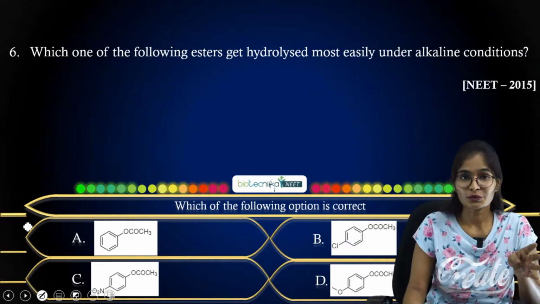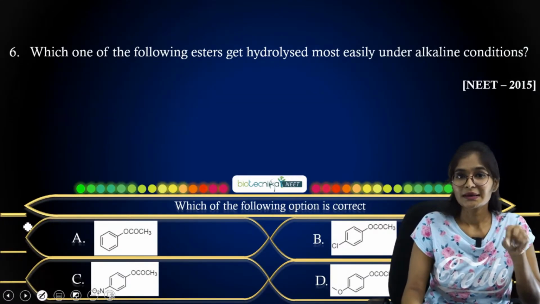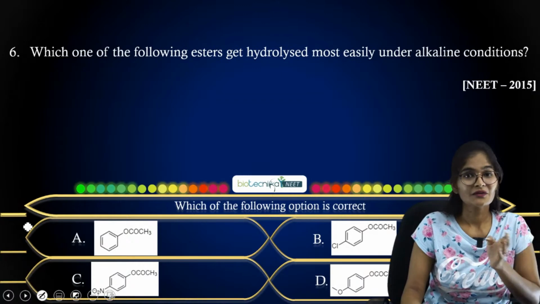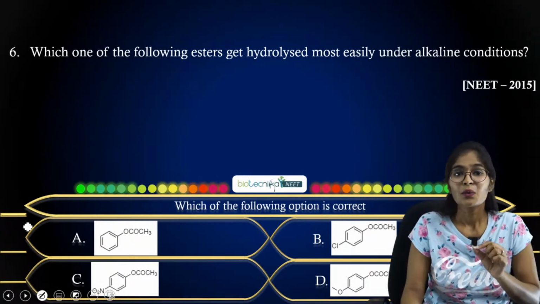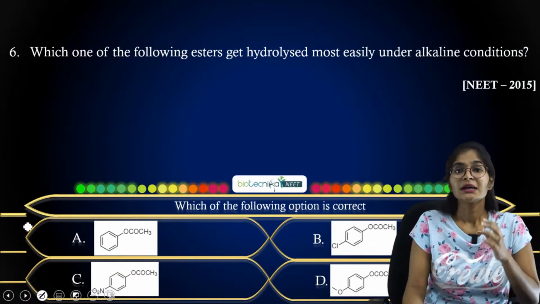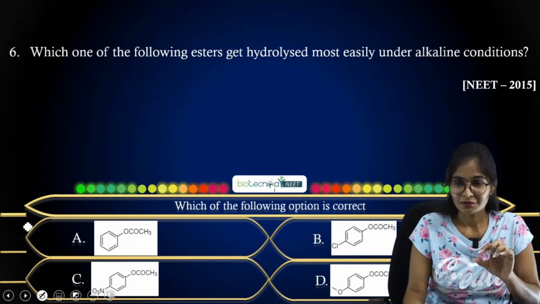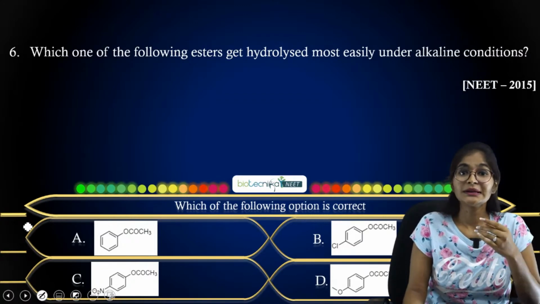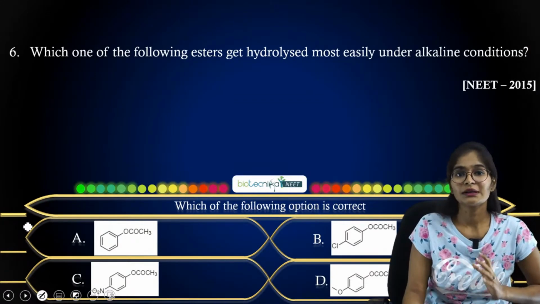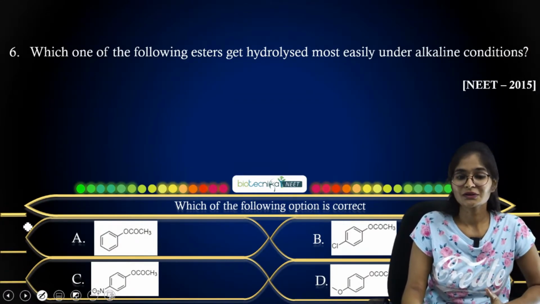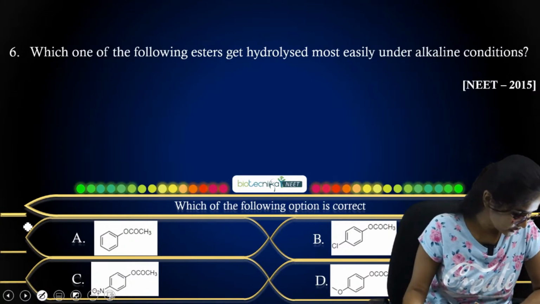They have given 4 options, 4 structures, and you have to look at the benzene ring substituent. Apart from the ester group, whatever substituent you have on the benzene ring, you have to see whether it will increase the electrophilicity of the ester carbonyl carbon, or decrease it. Which group will decrease and which group will increase, that is the main concept with respect to reactivity. Let me know what answer you choose here.